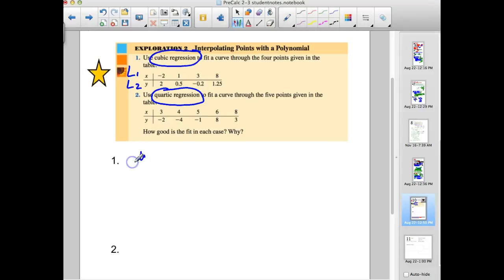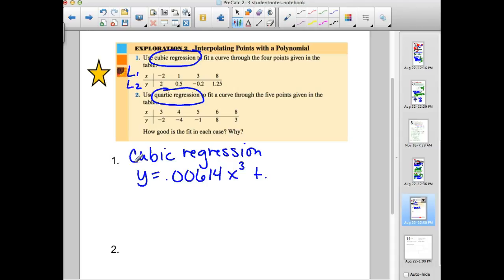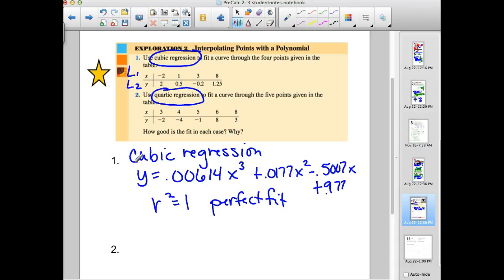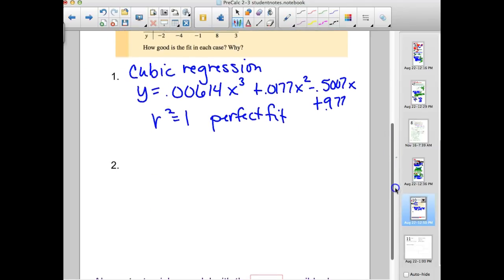Okay, for our cubic regression, you should have had an equation y equals 0.00614 x cubed plus 0.0177 x squared minus 0.5007 x plus 0.977. All right, and if you looked at your r values, you had an r squared of 1, which means it's a perfect fit. So your graph should have gone through your points exactly.